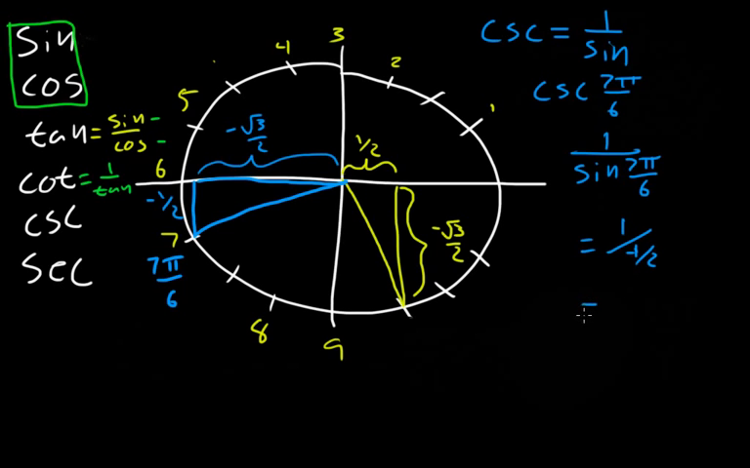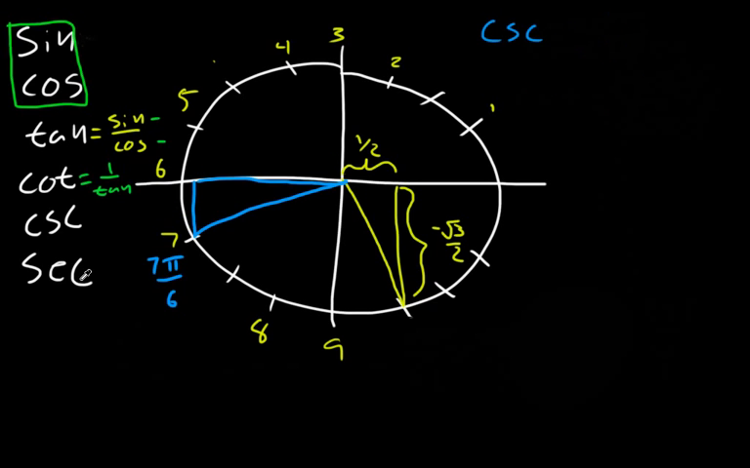Again, we just multiply by the reciprocal. This is going to be 1 times negative 2 over 1. Oops, sorry, it's going to be a 1. So 1 times negative 2 over 1, which is going to be negative 2. So the cosecant of 7 pi over 6 is just negative 2. And that's really simple. So now, the last one, let's go ahead and do secant.